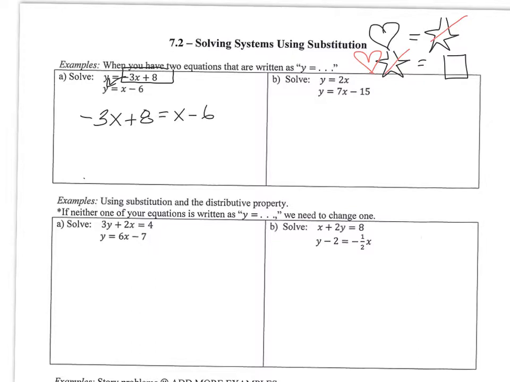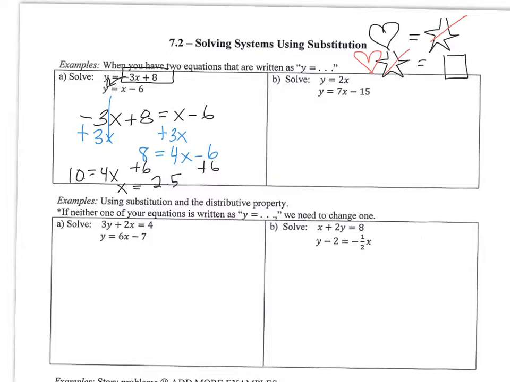So now I have x's on both sides. I'm going to get my x's on the same side. So I'm going to add 3x and get 8 equals 4x minus 6. Then add 6. So 10 equals 4x. So x equals 10/4 or 2.5.